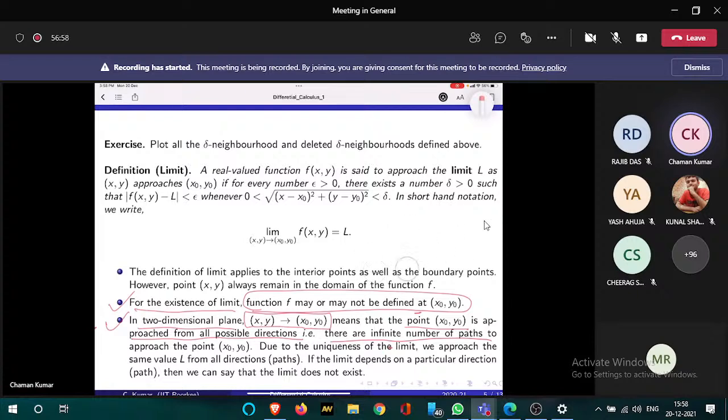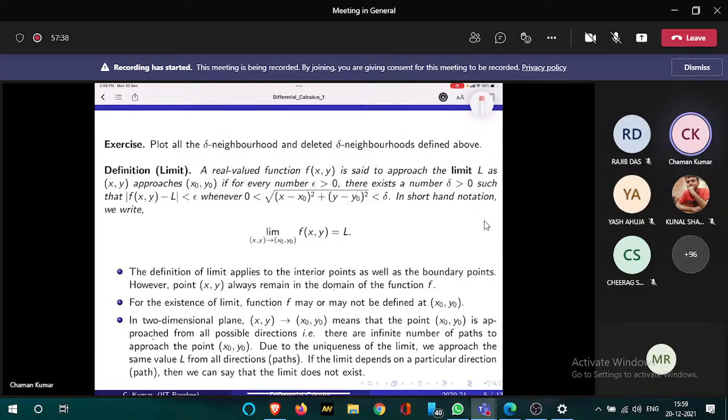And when you go to the point (x0, y0) from these infinite number of paths, you should always reach the same point. The value of the function should always reach the same point L. Whatever path you have chosen, the value of the function should always be the same for all paths. So that means if you are able to find at least one path where the value of the function is different from L, then you can say that the limit does not exist.